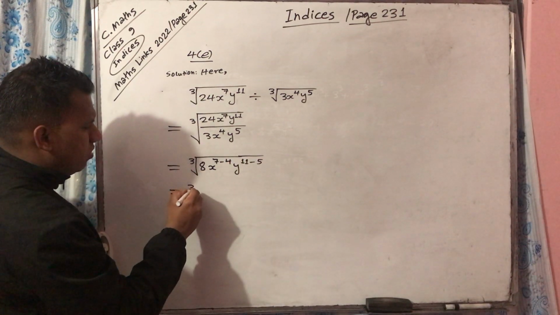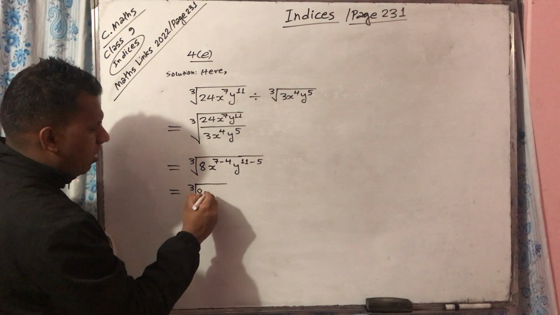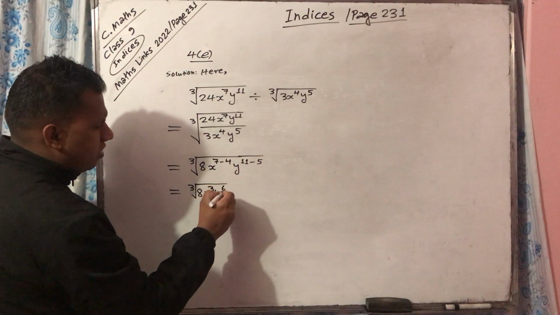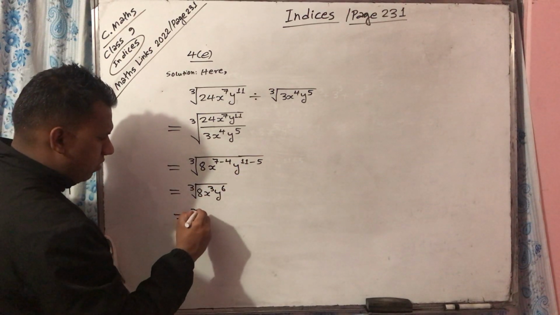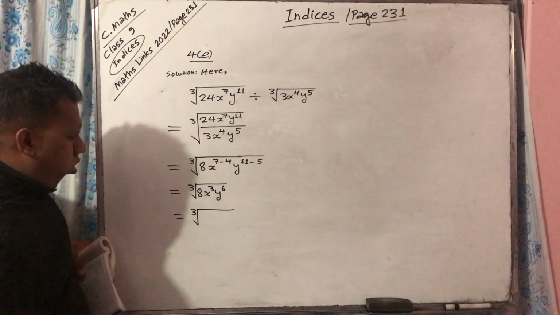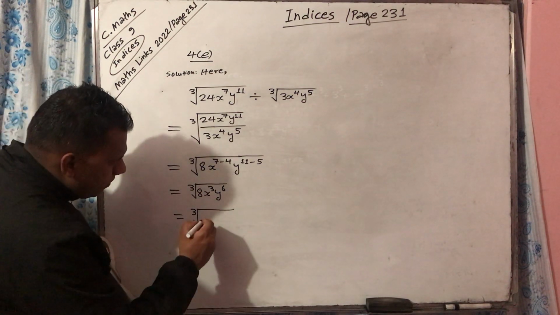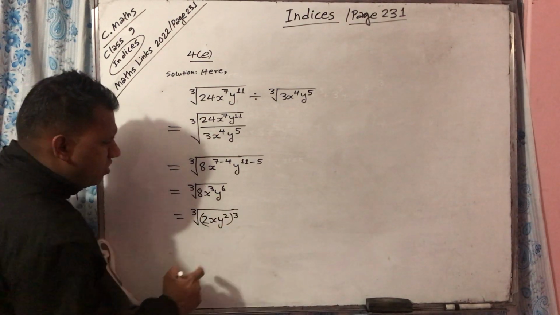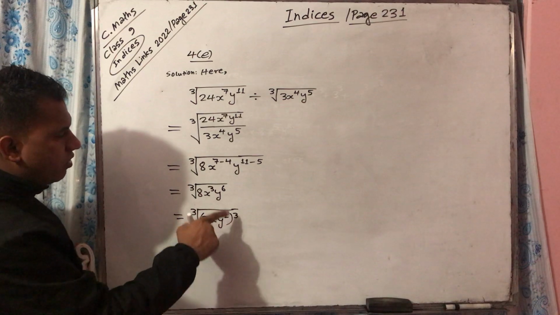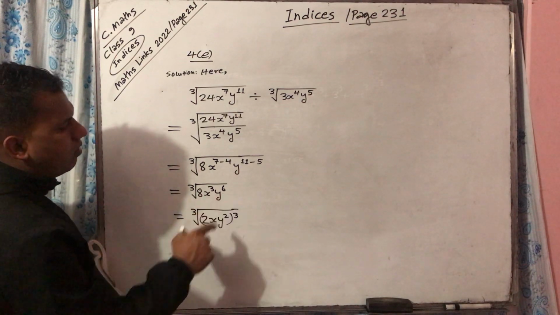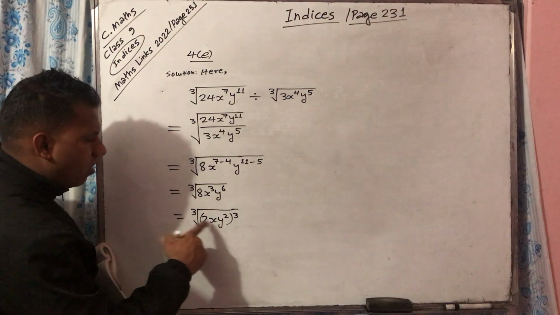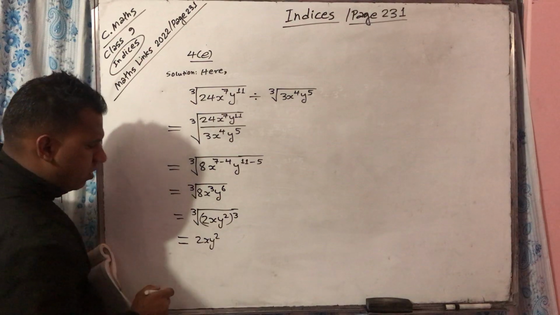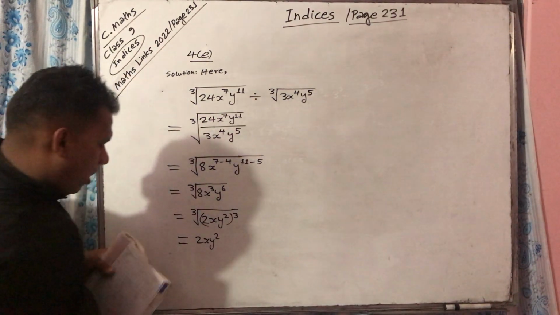This equals to cube root of 8 x to the power 7 minus 4, that is 3, y to the power 11 minus 5, that is 6. Cube root of, sorry, 2xy square whole cube. Since 2 cube is 8, x whole cube is x cube, y square whole cube is y to the power 6. So order and power is the same, so this equals to 2x y square. Okay students, now next question.